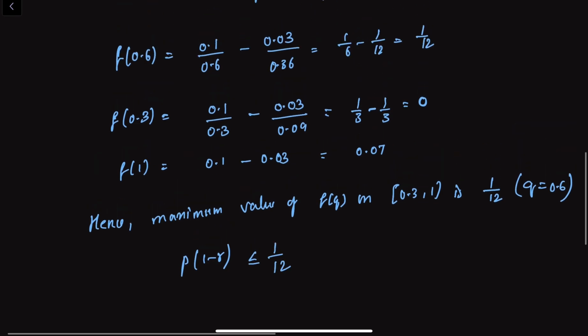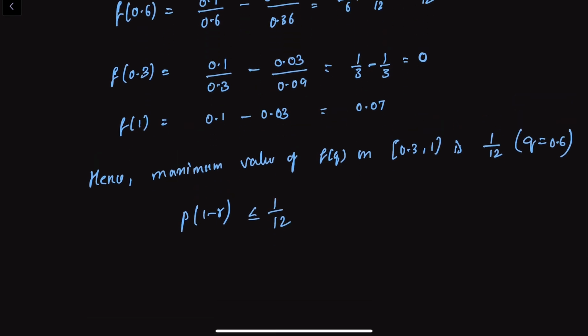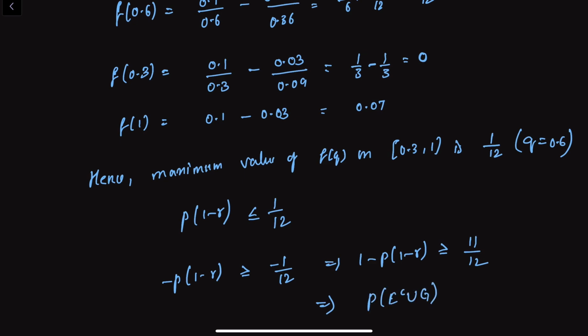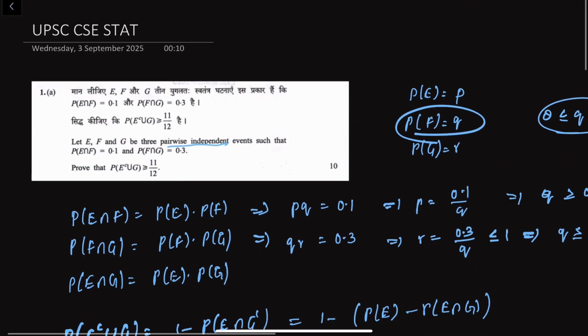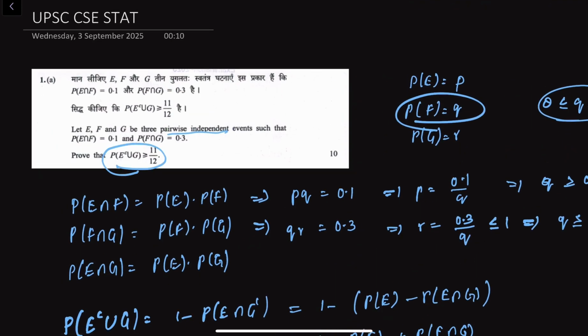If P into 1 minus R is less than or equal to 1 by 12, then minus P into 1 minus R is greater than or equal to minus 1 by 12. So 1 minus P into 1 minus R is greater than or equal to 11 by 12. That implies probability of E complement union G is greater than or equal to 11 by 12. Hence we proved it. So that's it for this video. We'll meet in the next video.